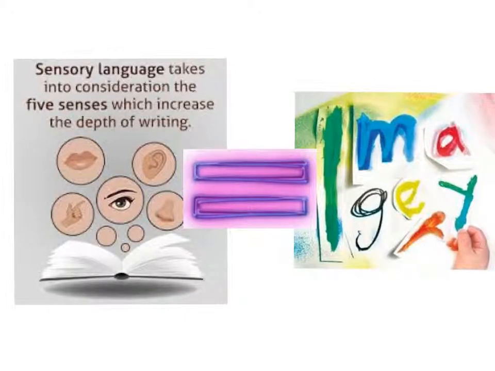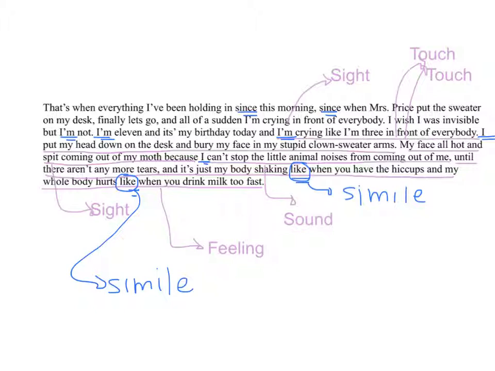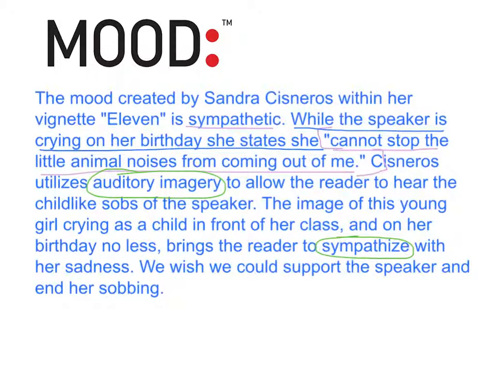To review, today we have discussed how sensory language or sensory details is the same as imagery. We then reviewed how to locate imagery within an excerpt and annotate that imagery. We then shifted gears to analysis writing. We started with mood analysis.